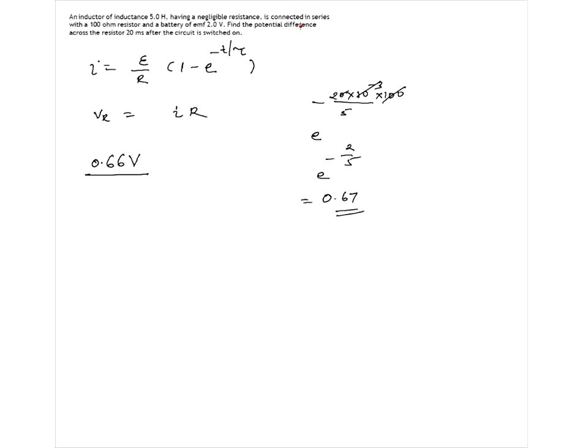So I need to know the current at that instant, and for that I have this formula. Everything is given to you: resistance, EMF, inductor, time. It's just about putting the numbers and calculating. And once you have got the instantaneous current, the potential difference across the two terminals of the resistor would be I times R. You may need the value of e to the power minus 2 by 5, which is given to you here. If you need anything else, let me know. See if you're getting this answer. 0.66 volts.